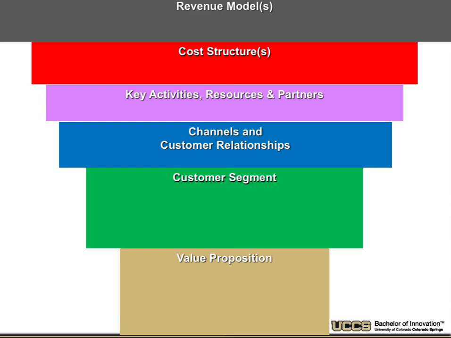But this inverted pyramid is the way startups have to start because they don't know what business model is going to work. They don't know what's the right value proposition for the customer segments and how they're going to extract revenue.